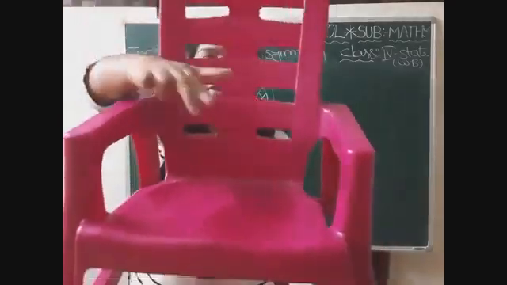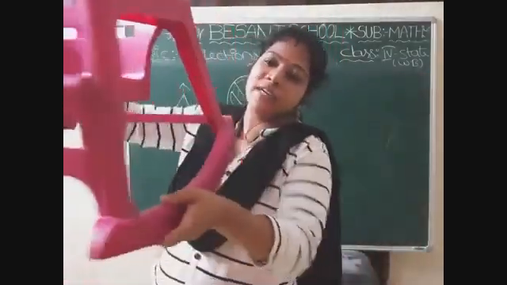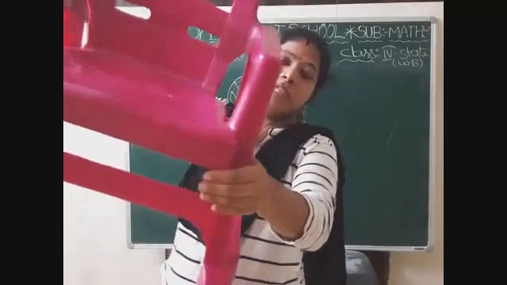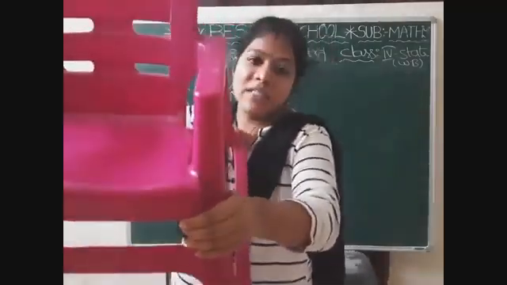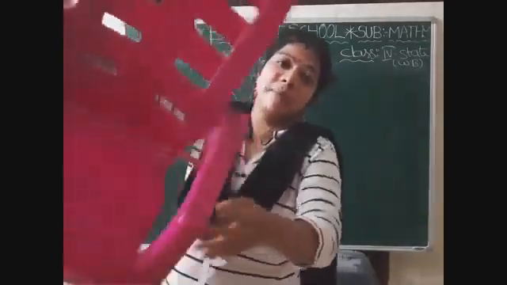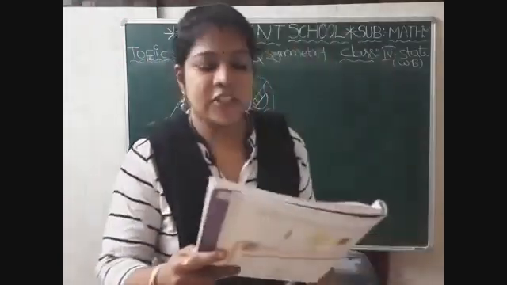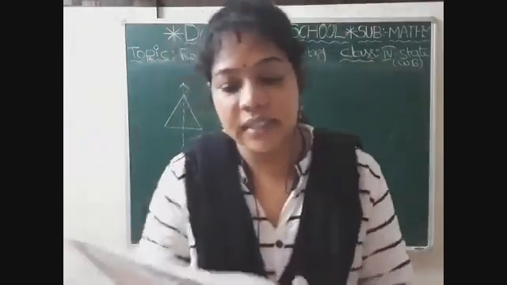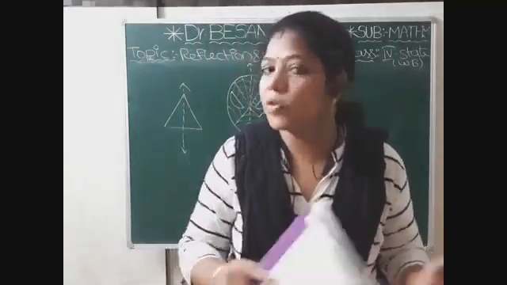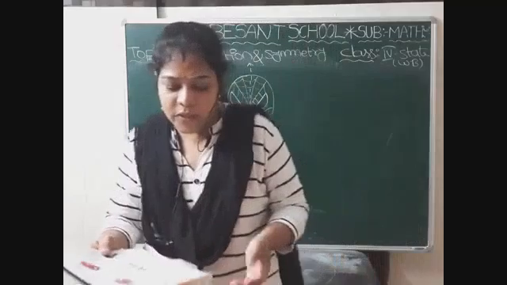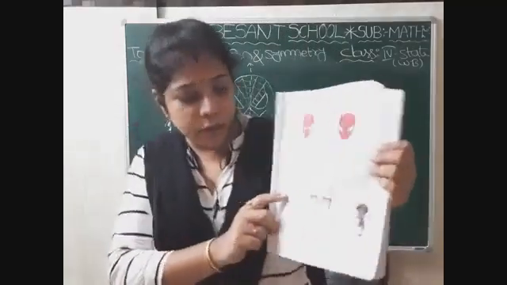Why? Because if you draw the vertical line, both the parts are reflections of each other. If we cut one leg, this chair becomes like this. Can we balance this chair? Can we sit on this chair? We can't sit, because this chair is not balanced. A chair with one leg shorter is asymmetrical. We can't balance it.